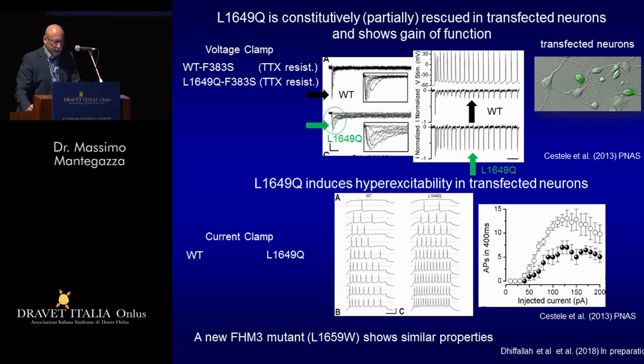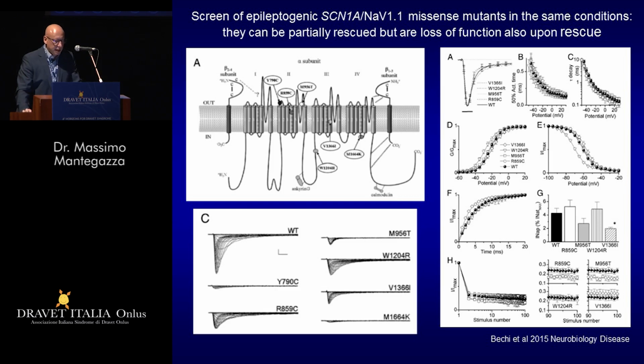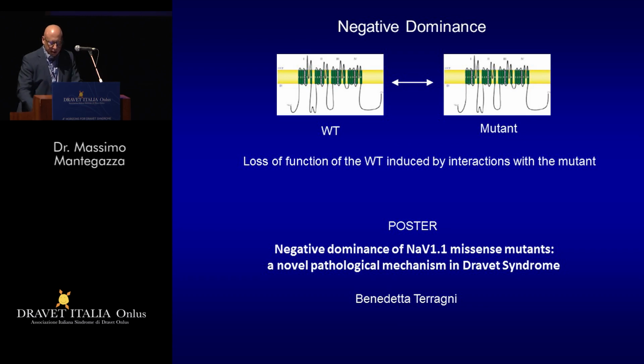And so when we compare with epileptogenic mutants of NAV1.1, and we did here a screen in the same conditions that we used for the migraine mutants, we never get gain of function. So we can partially rescue them, but we never get gain of function. We get gain of function just with the migraine mutants. So we think here that loss of function of NAV1.1 causes epilepsy, a gain of function causes migraine.